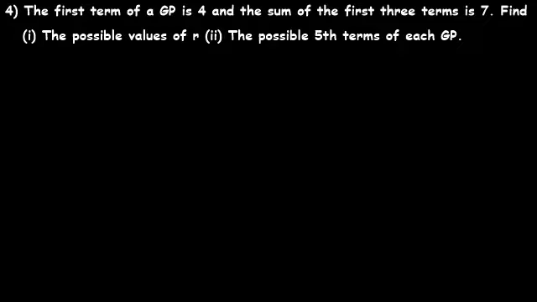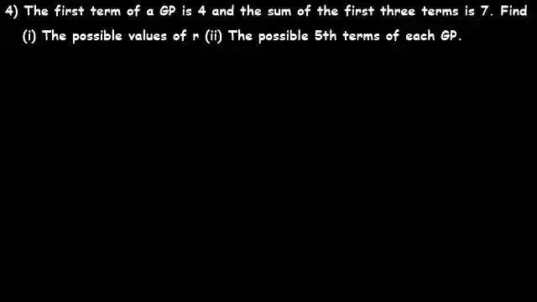The first term of a GP is 4, and the sum of the first 3 terms is 7. Find the possible values of r. Roman figure 1. Then Roman figure 2. Find the possible fifth terms of each GP.